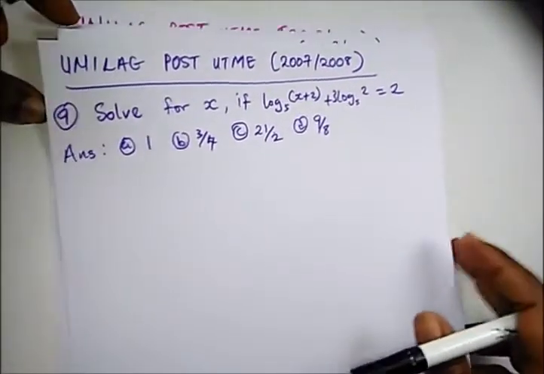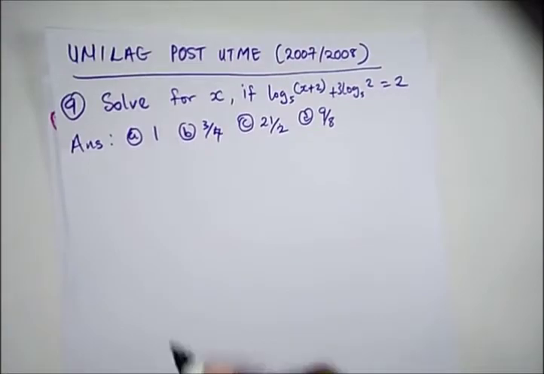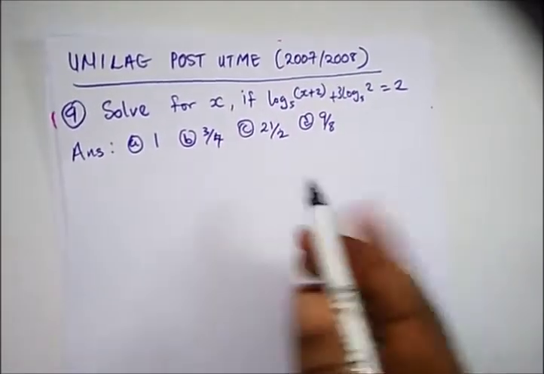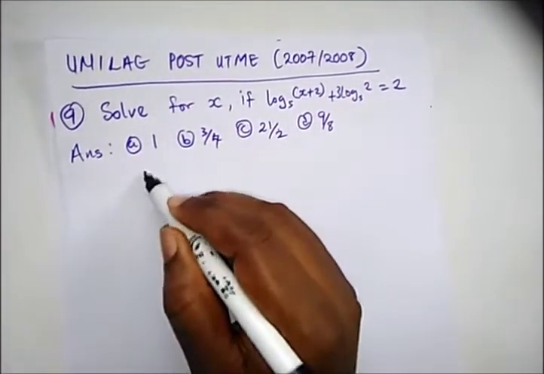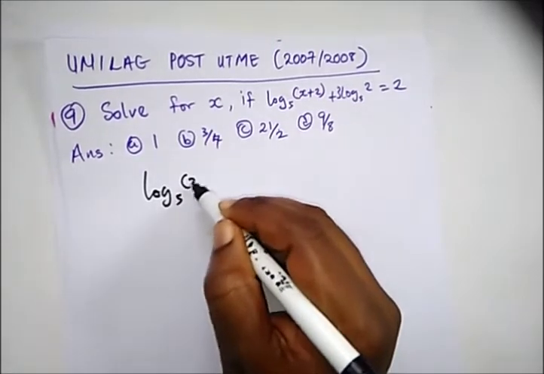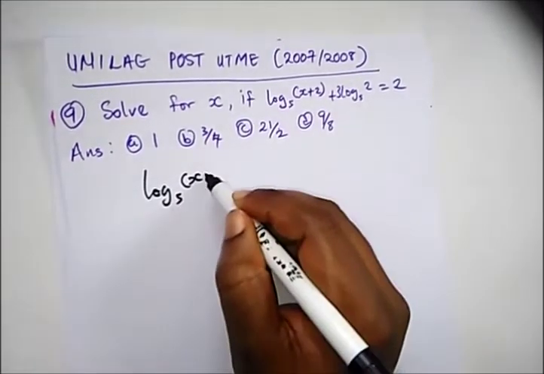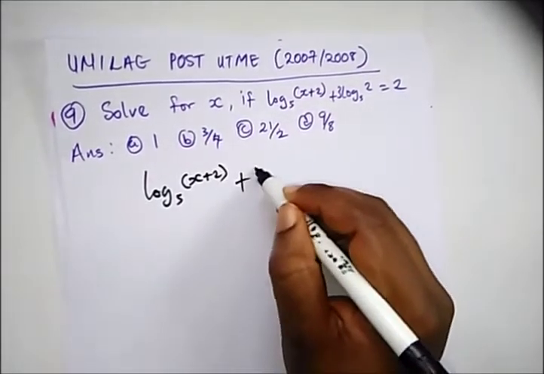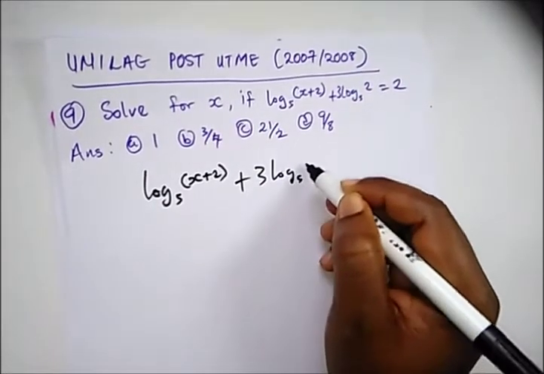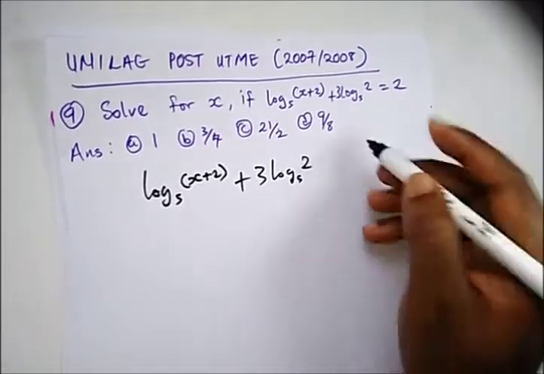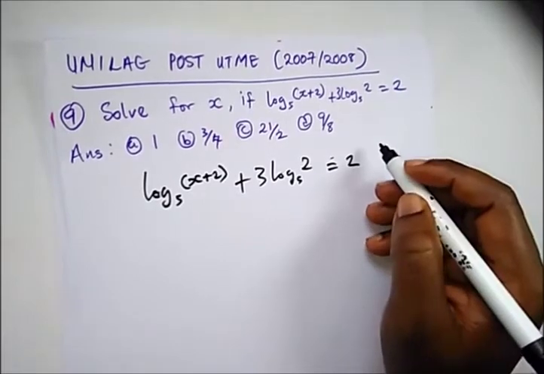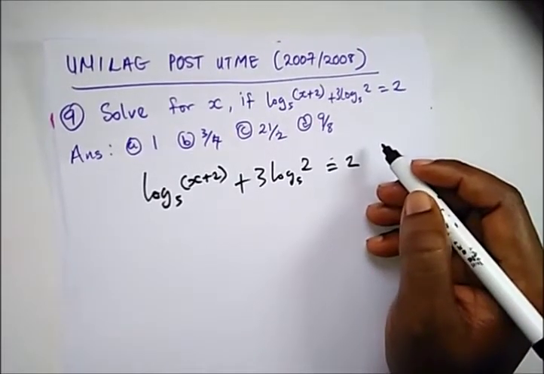I've treated a question on factorization, so you can also check videos on that. This is also logarithm. I've treated logarithm. It says solve for x if log base 5 of x plus 2 plus 3 log base 5 of 2 equal to 2. So here, what do we need to do?